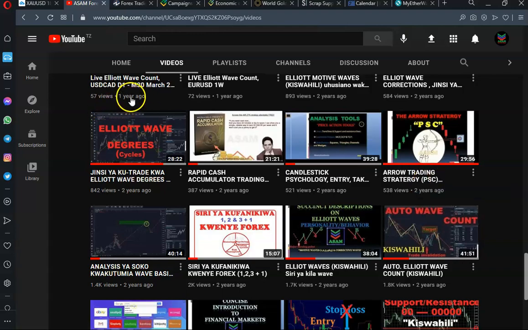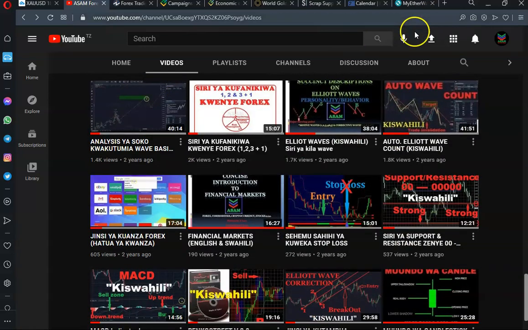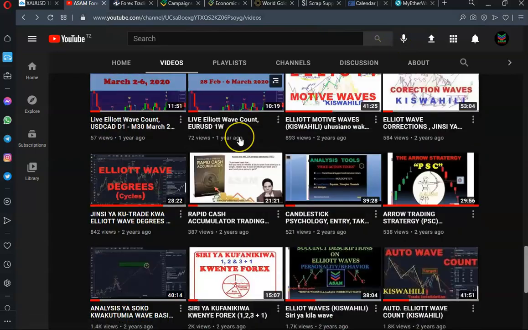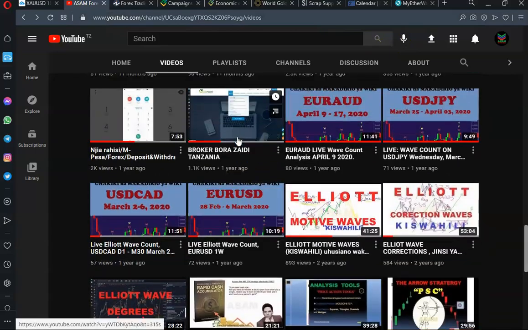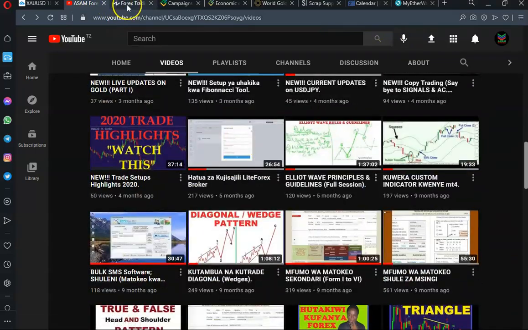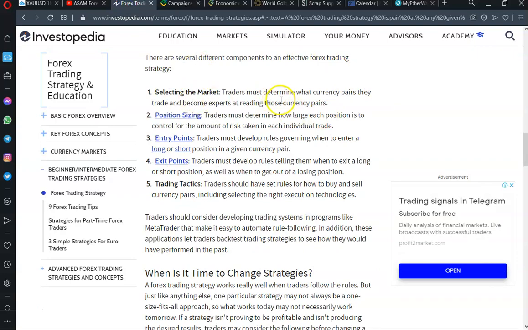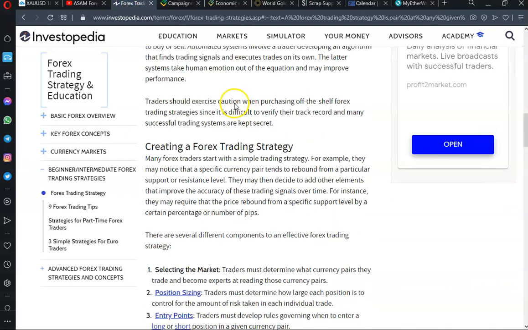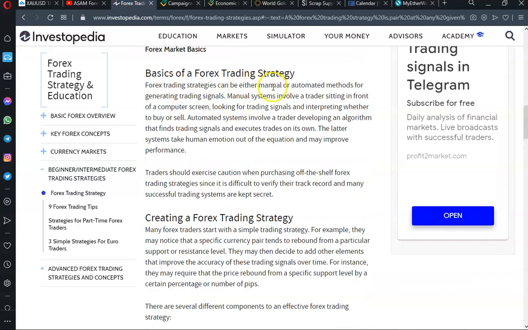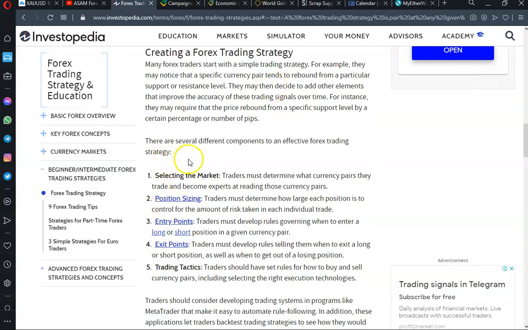Because we have certain basics for a strategy. In order for any conditions that you apply in the market to be a strategy, they must have certain criteria. So we call them the basics for a trading strategy.